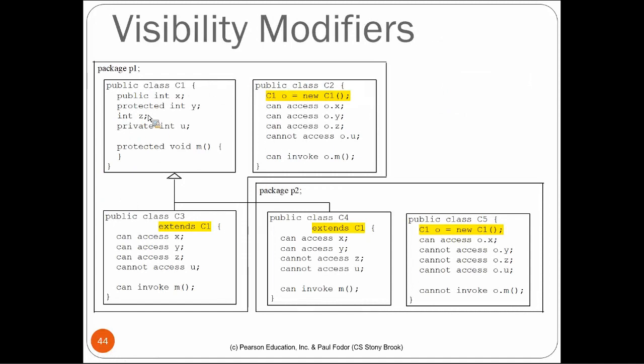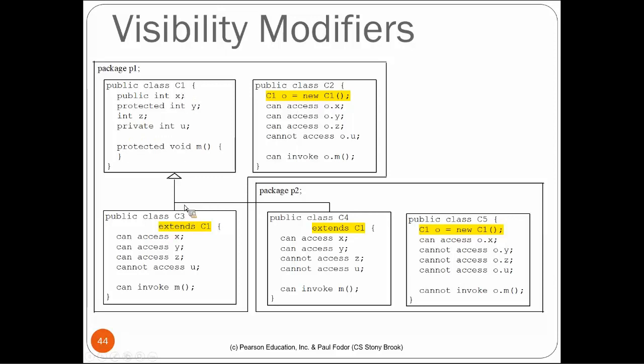And here we have examples. So consider that we have data fields x, y, z, and u. x is public, y is protected, z is default modified or package level modified, and u is private. And we have a protected method m. From a class C2 in the same package, which does not extend the class C1, if we create an object o of the type C1, we can access o.x because x was public. We can access o.y either for assignment or for printing. We can access o.z, so we can access protected, public, and default. We cannot access the private data field.